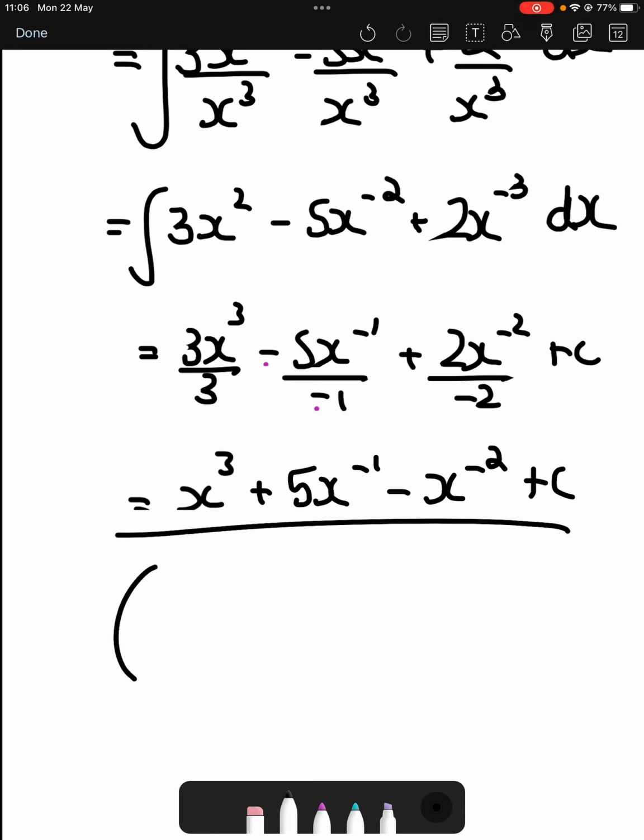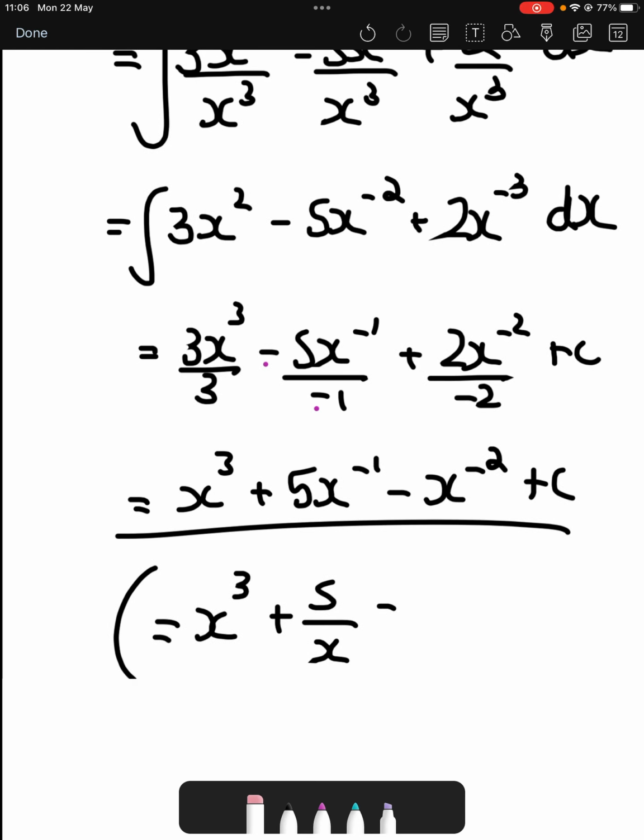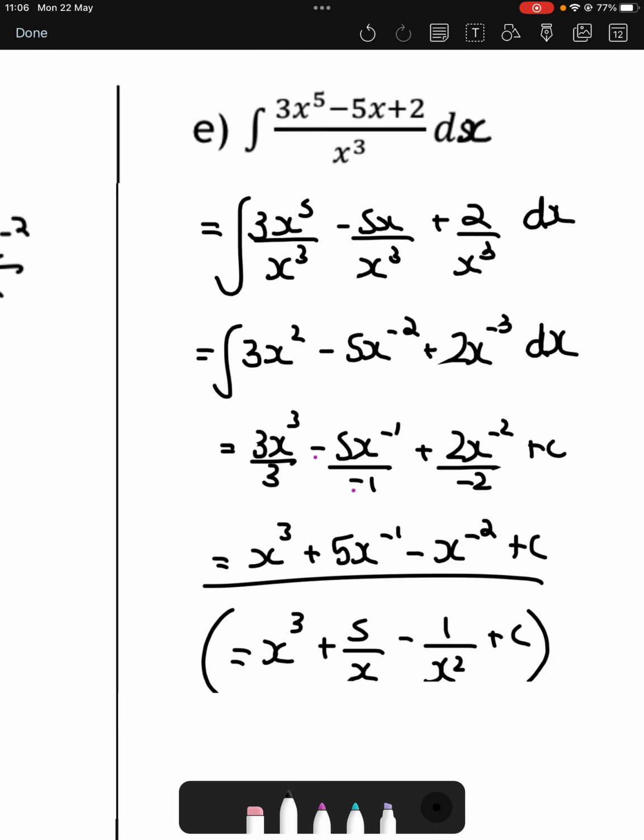Again, fine, however, if necessary, make your negative powers positive. And that'd be you.